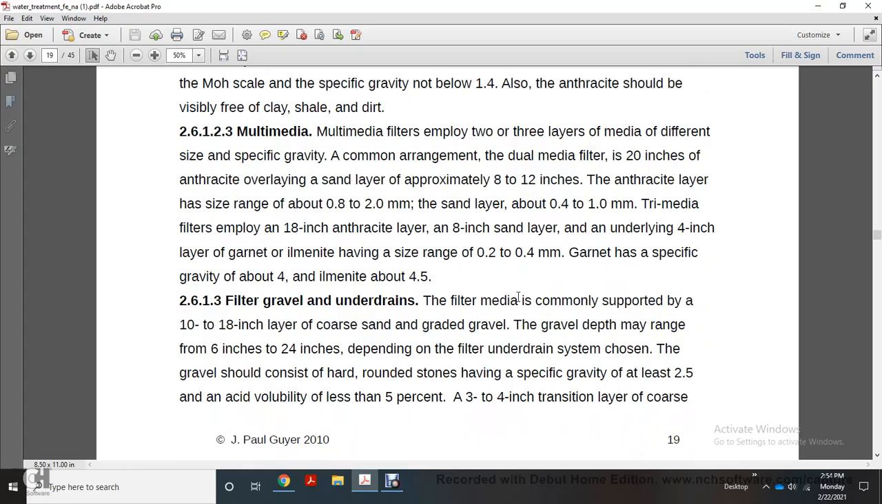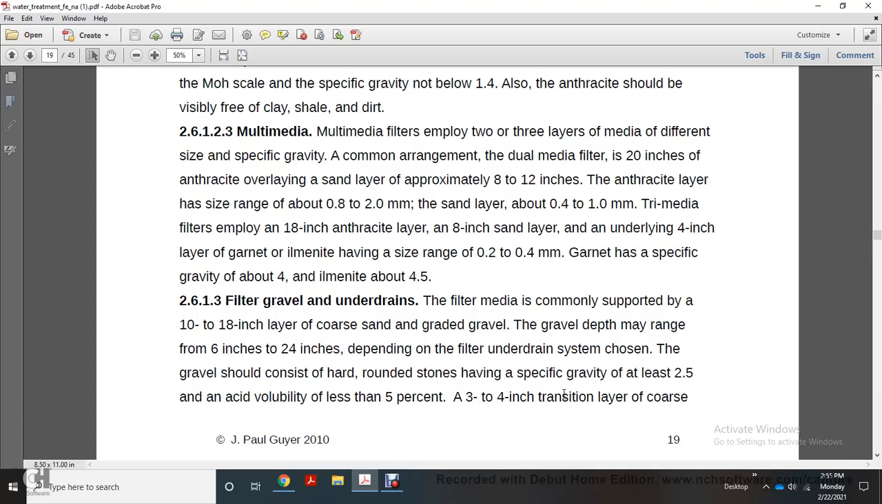Filter gravel and the underdrain with a filter media is commonly supported with a 10 to 18-inch layer with a coarse sand with a graded gravel. The gravel depth may range from 6 to 24 inches depending on the filter underdrain system chosen. Gravel should consist of hard rounded stones having a specific gravity of at least 2.5 and acid volume.